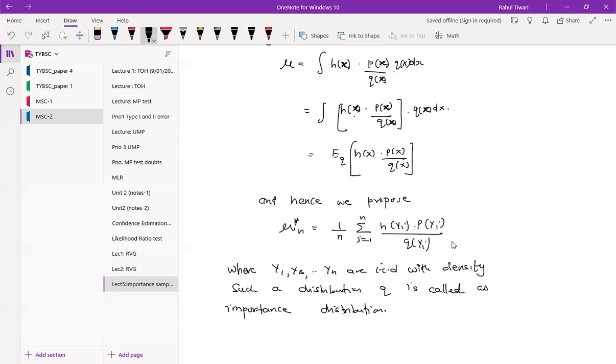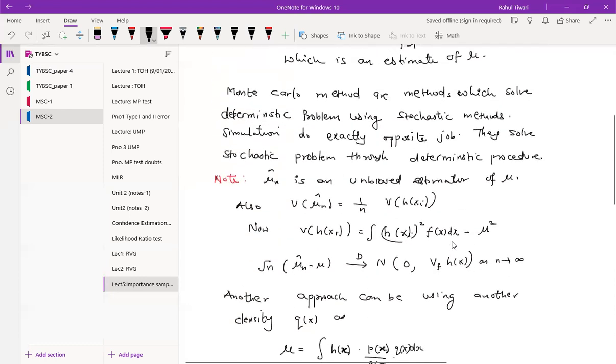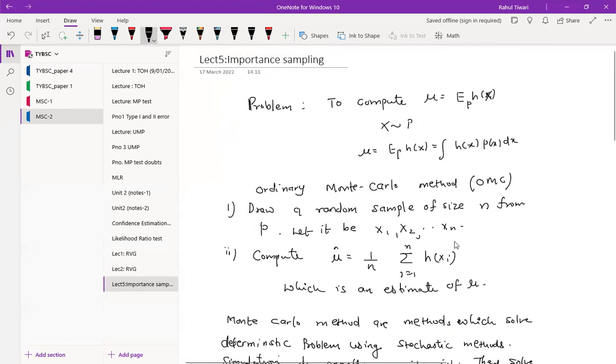Can you understand? Any query here? Go through from here and let me know if you have any query.